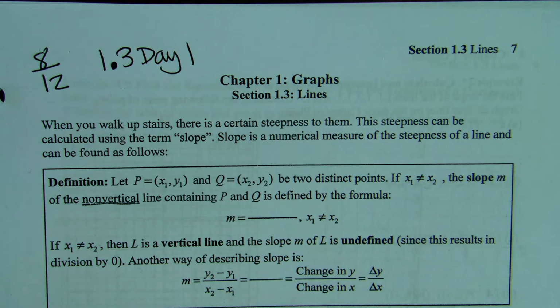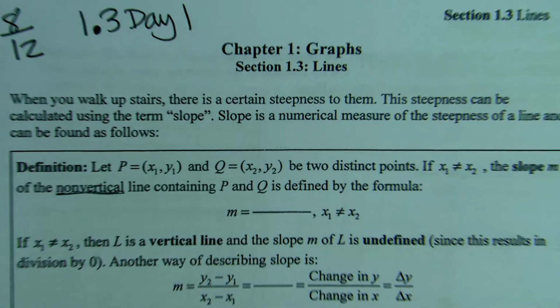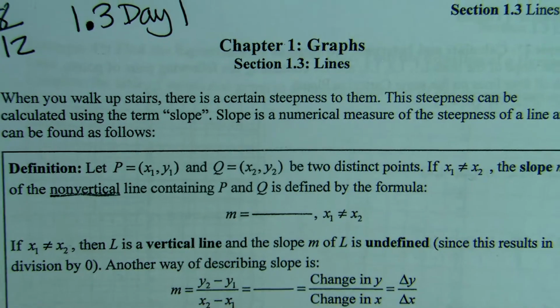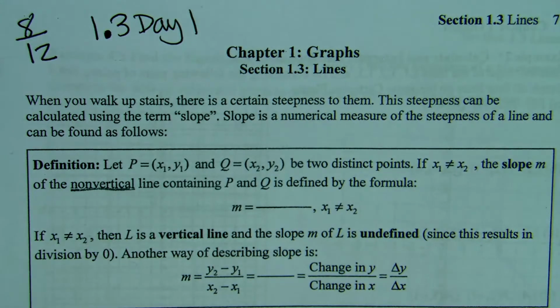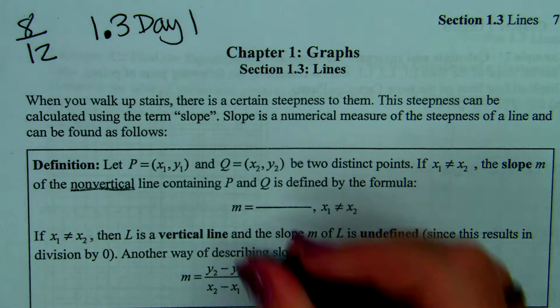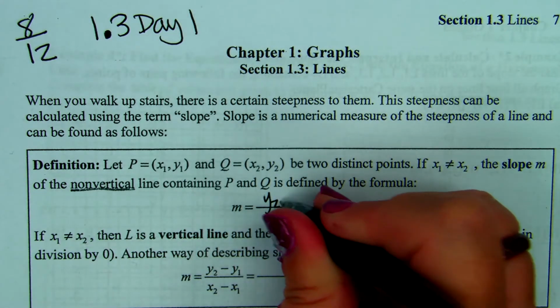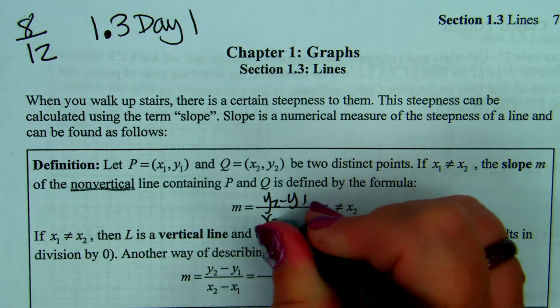Write the slope formula. You should know what the slope formula is, how to find the slope between two points, (x1, y1) and (x2, y2). It's y2 minus y1 over x2 minus x1.